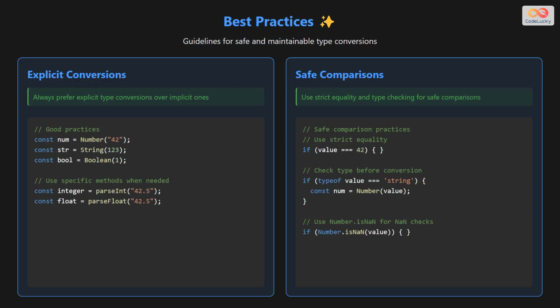Let's take a look at some best practices for type conversions. Always prefer explicit type conversions over implicit ones. Instead of letting JavaScript automatically convert values, use Number, String, or Boolean to control the process. When performing numeric conversions, use the parseInt or parseFloat methods when appropriate. For comparisons, use strict equality. If you are not sure about the type, check it before doing a conversion or comparison. If you want to check for NaN, make sure to use the Number.isNaN method. By following these practices, you can make your JavaScript code easier to understand and less prone to errors.